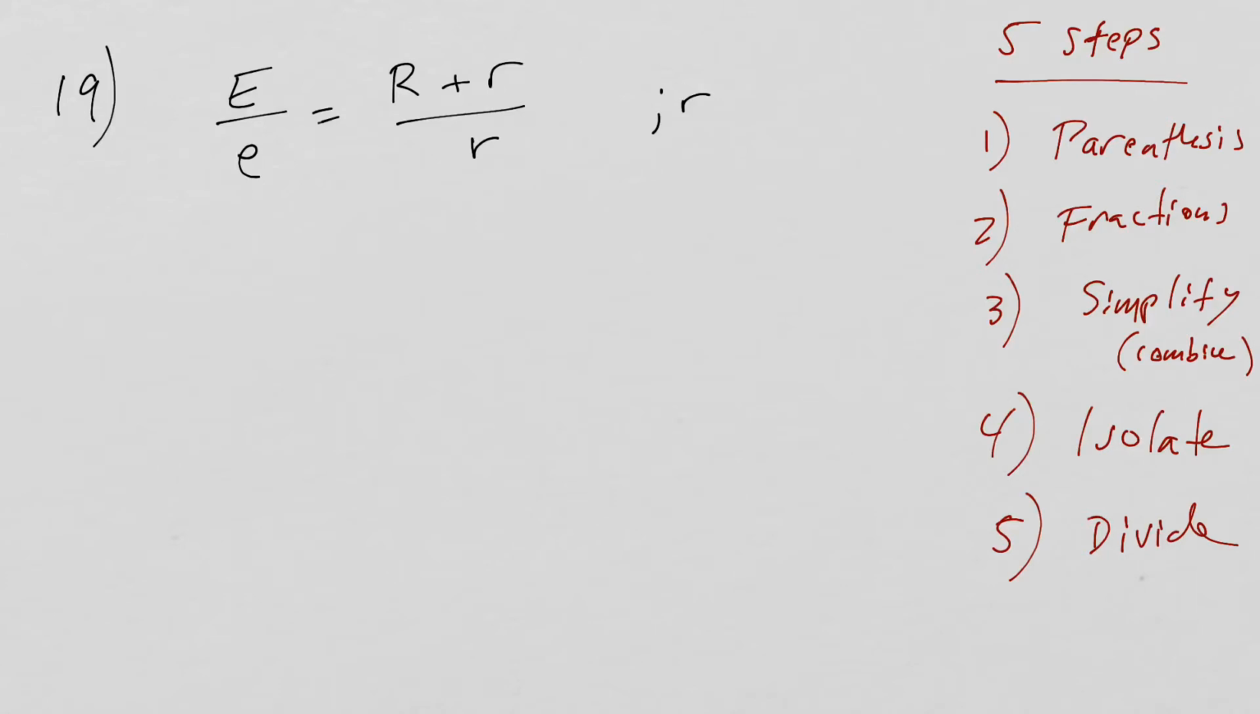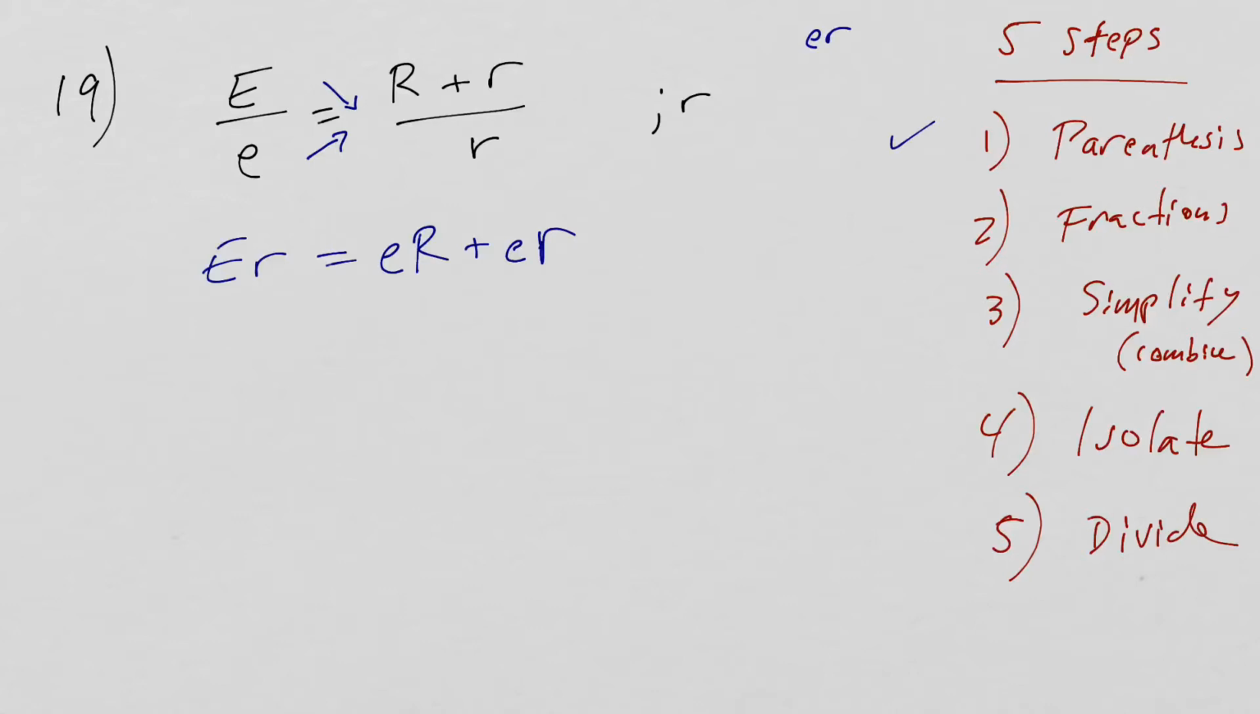Okay, so there's no parentheses, so we skip that. There are fractions, so you can either think of it as cross-multiplying or multiplying everything by the common denominator, which is ER. I'm just going to cross-multiply because we have a single fraction equal to a single fraction. So I'll have ER when I cross-multiply this way. And when I multiply this way, I'm going to distribute, and I'll get ER plus ER.